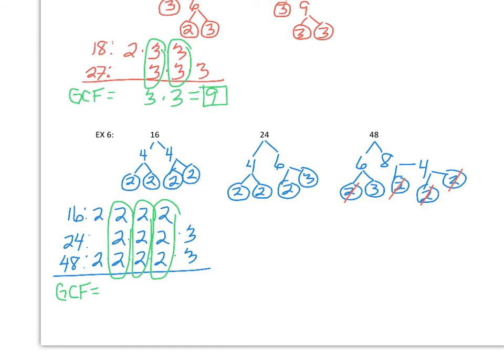So then we're going to bring down the 2 from each of those columns that we circled and multiply them together, and we get a GCF of 8. And if you want to check, 16 divided by 8 is 2, and notice that that's what was left uncircled. 24 divided by 8 is 3, that's what was left uncircled. And 48 divided by 8 is 6, and both 2 and 3 were not circled in 48, and 2 times 3 is 6. So 8 is the largest number that we can divide into those groups.